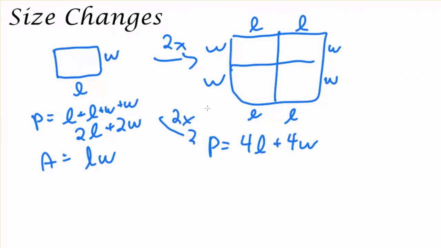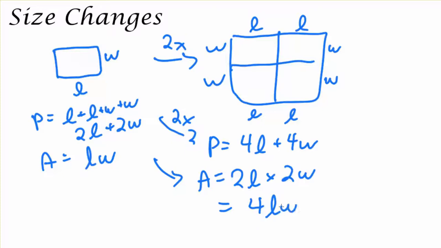Now my area, however, did something a little bit different. Since I have 2 L's and I have 2 W's, for area, I'm going to multiply 2 L's by 2 W's, which is my new length and my new width, which then will give me 4LW. So even though my perimeter doubled, my area quadrupled. LW turned into 4LW. And this can best be illustrated with the pizza problem.